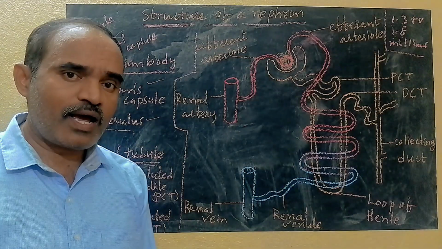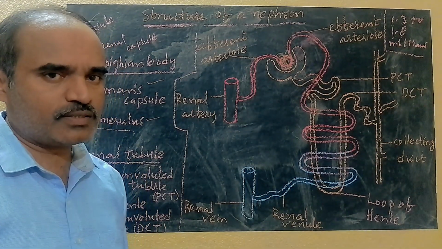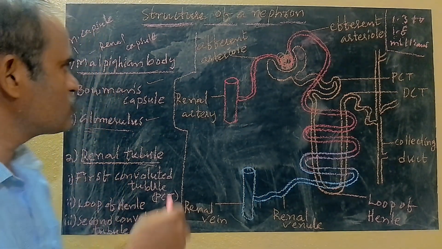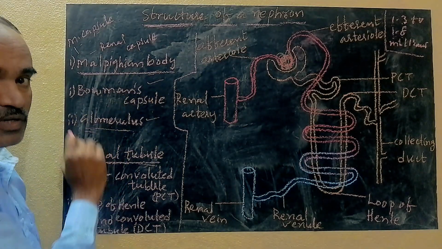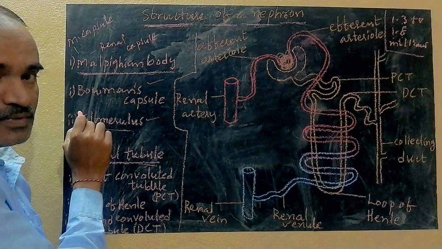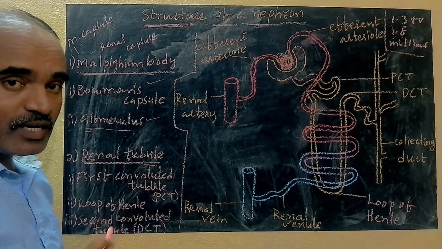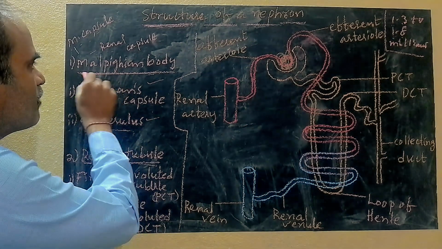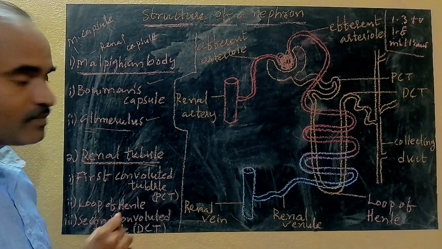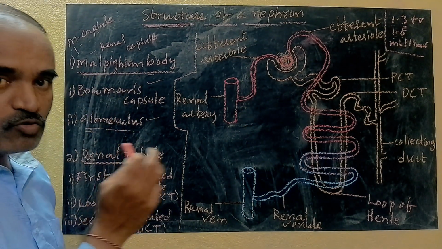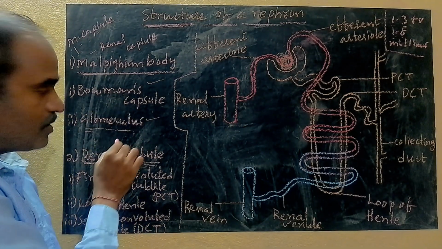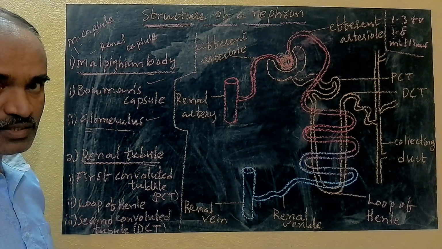Each nephron has two main parts. The first part is the Malpighian body, and the second one is the renal tubule. The Malpighian body consists of two parts, Bowman's capsule and the glomerulus.